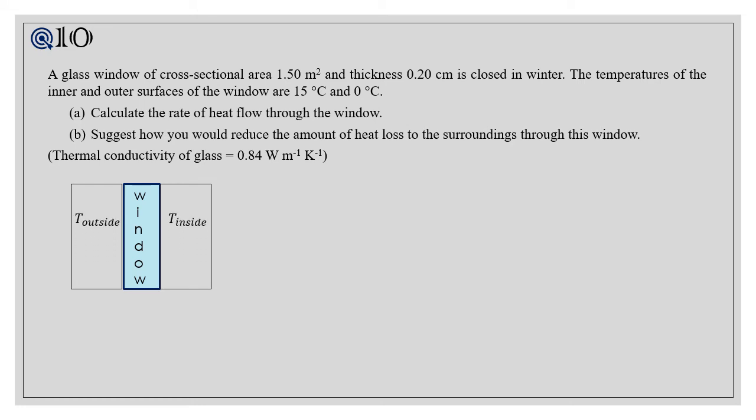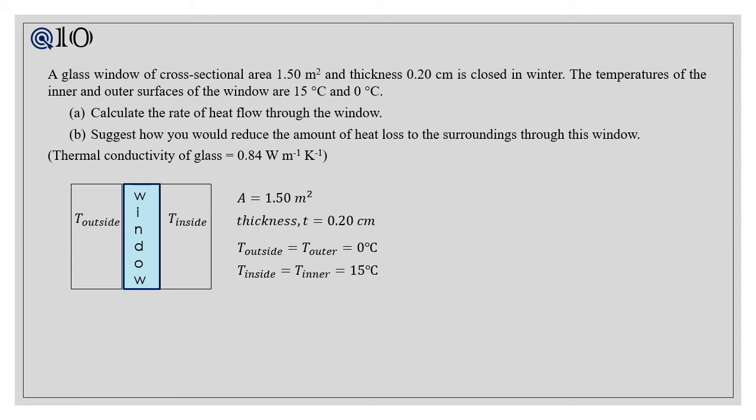So what we have here is a window and T outside and T inside, which refer to the same thing that they give in the question. So T outside, which is the T outer from the question, is about 0 degrees Celsius. And T inside, which is the T inner, is at 15 degrees Celsius.